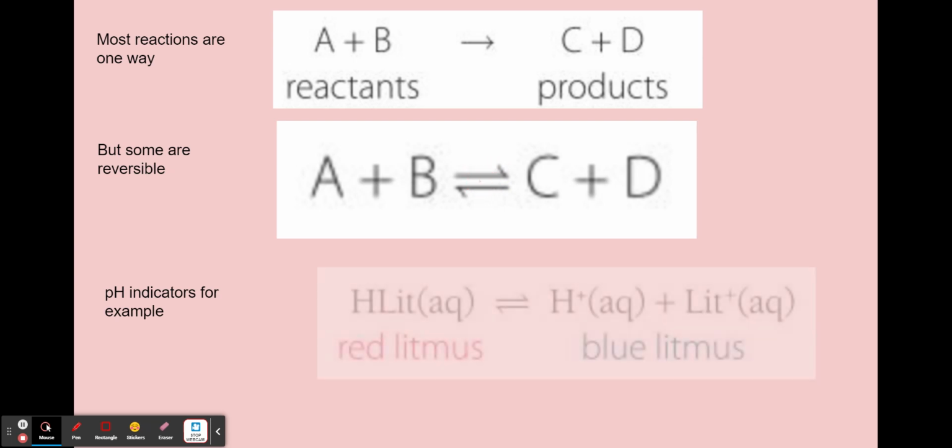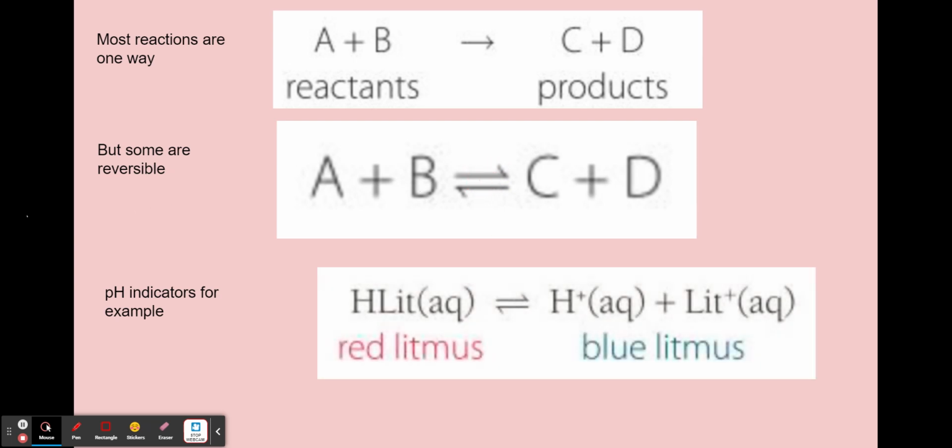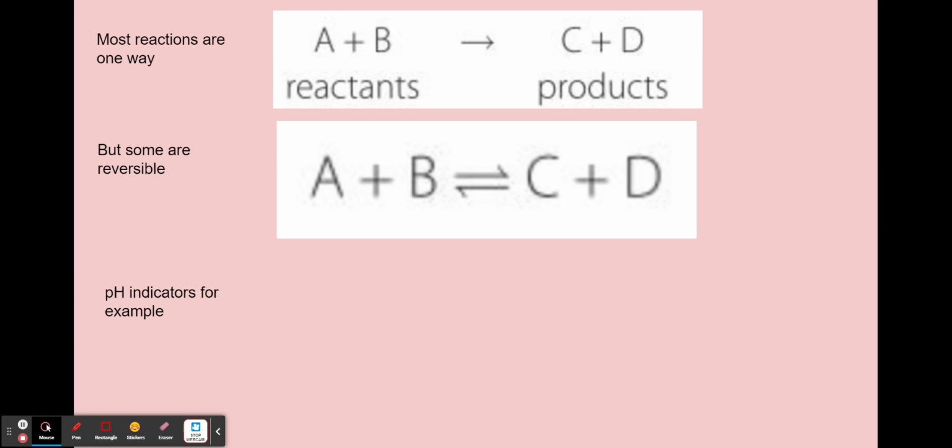A double arrow shows that the reaction is reversible. So in this reversible reaction, A and B are reacting to make C and D, and at the same time C and D are reacting to make A and B. The reaction goes both ways.